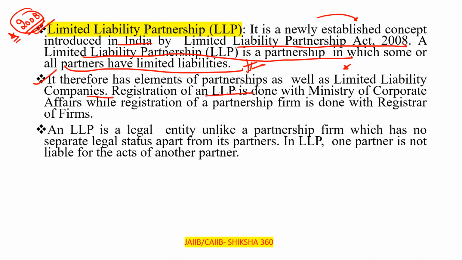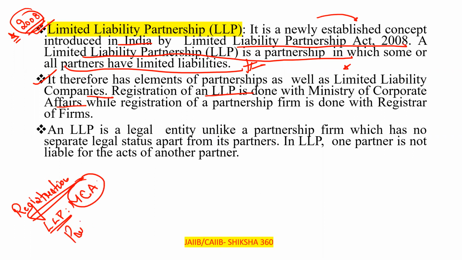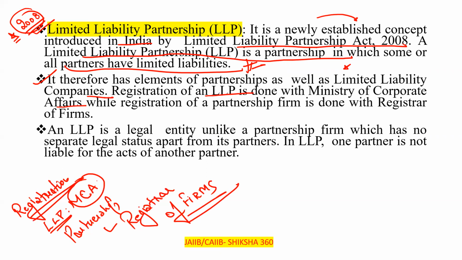Registration of a limited liability partnership is done with the Ministry of Corporate Affairs. A very, very important point for the examination regarding registration. On the other side, registration of a partnership firm is done with the Registrar of Firms. Clear? Very important for the examination: for a limited liability partnership, registration is done with the Ministry of Corporate Affairs, while for a partnership firm, registration is done with the Registrar of Firms.